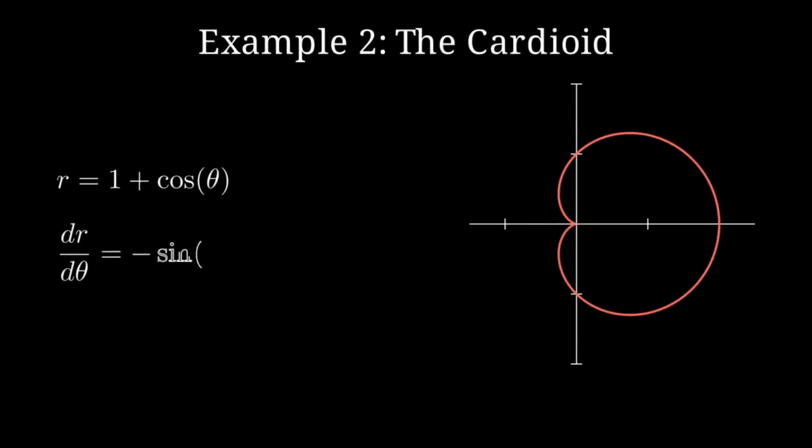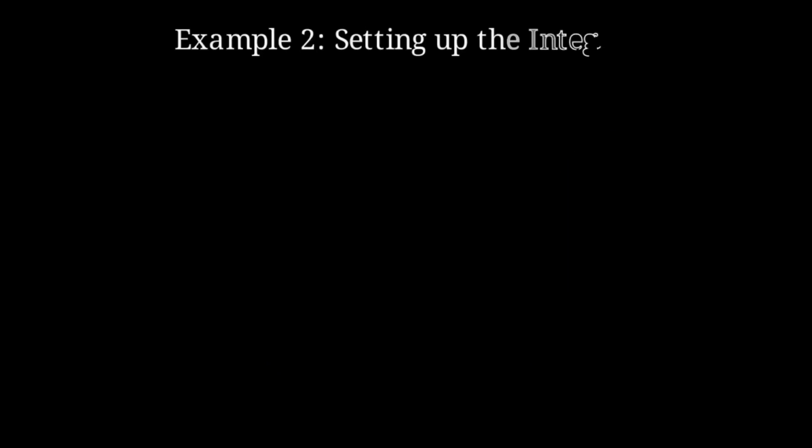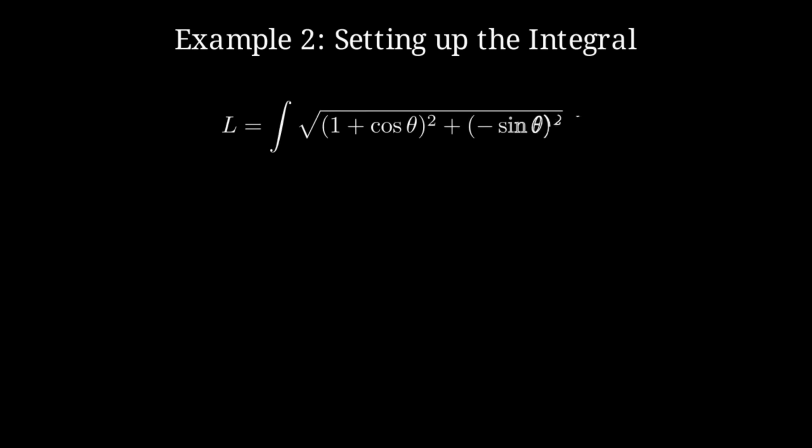To find its total length, we first calculate the derivative, which is negative sine theta. We will integrate from 0 to 2 pi to cover the entire shape. Inside the square root, we square the radius and the derivative. Expanding 1 plus cosine squared gives us 1 plus 2 cosine theta plus cosine squared theta.